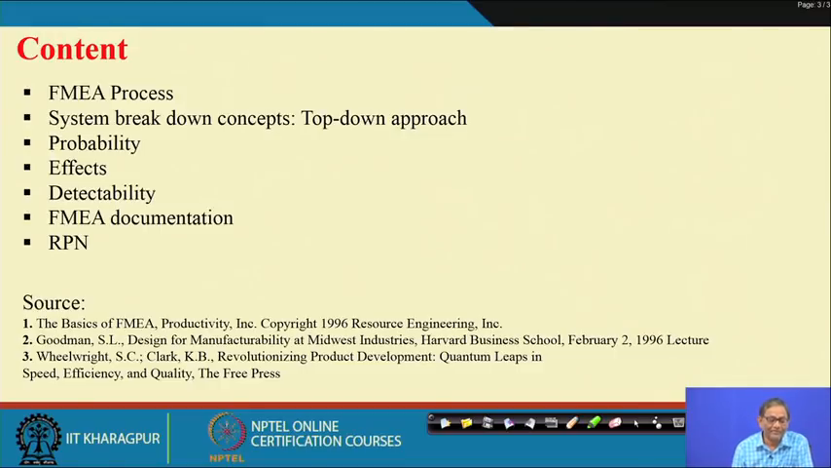Then the parameters for risk priority number calculation, that is probability, severity and detectability. Those qualitative scales will be shown to you, and then how you will document the total FMEA analysis, that format will be given. Finally, the calculated RPN will be used to prioritize the failure modes using Pareto analysis, that we will discuss.